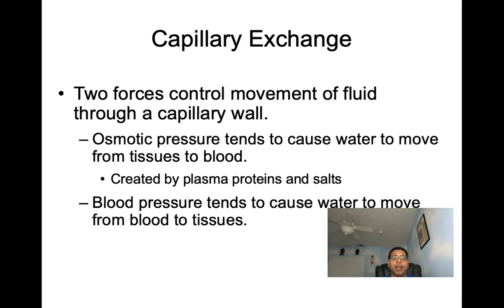Next, let's talk about capillary exchange. We're talking about exchange at the level of the capillary. There are two main forces that control movement of fluid through the capillary wall. Number one, we have osmotic pressure. Osmotic pressure is created by salts and plasma proteins, as we can see. It's going to cause water to move from the tissue fluids to the blood. And then second, we have blood pressure. Blood pressure is going to cause water to move in the opposite direction, from our blood to our tissue fluid.